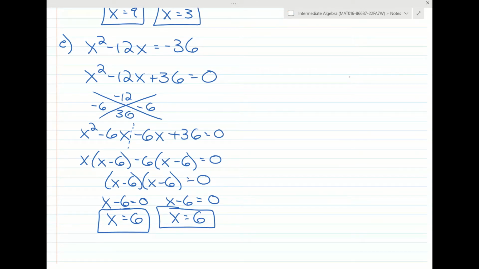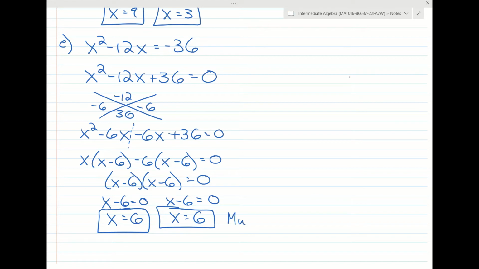So the difference with this problem was we had to make it equal to 0 first. Initially, we started by having the problem already factored, and we set the factors equal to 0. Next, we had to factor ourselves, and then set the factors equal to 0. For a problem like this, we make it equal to 0, factor, and set them equal to 0. Question, Dean?